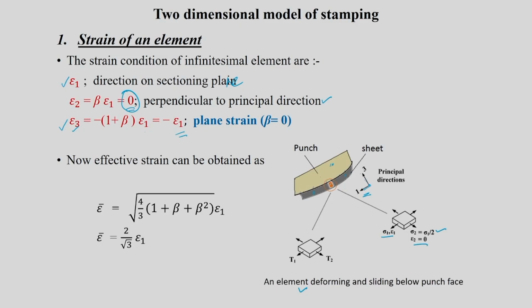You assume that in this location a circle grid is plotted, like the way we did in some problem. The circle grid will get deformed and will have different dimensions after some time. From that you can get epsilon 1. Because of the situation, epsilon 3 is nothing but minus epsilon 1, so it becomes a simple case. Now if you want to evaluate the effective strain at that particular location by assuming the von Mises yield function, we already derived this. Epsilon bar is nothing but square root of 4 by 3 into 1 plus beta square, outside is epsilon 1, and if beta is 0, these terms become 0. So then it will be 2 by square root of 3 into epsilon 1. So epsilon bar can also be found at that particular location.